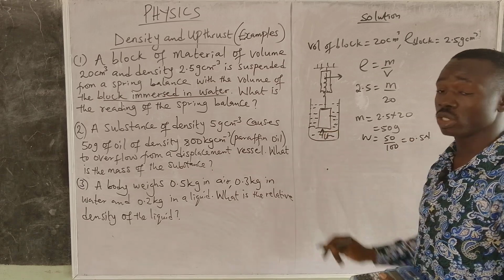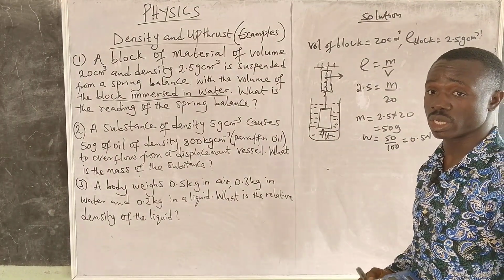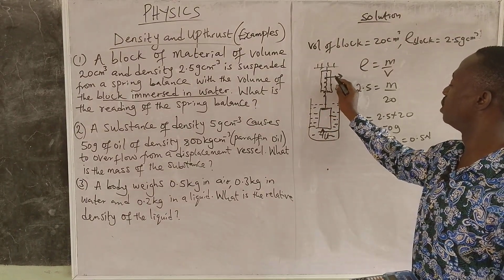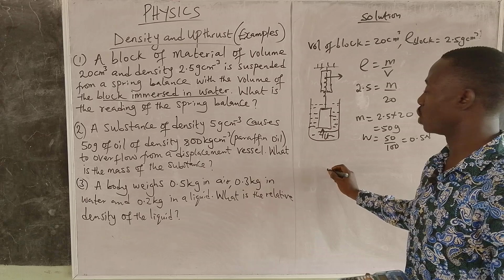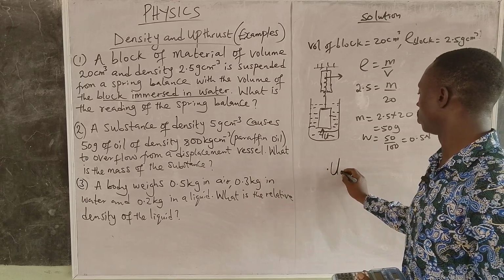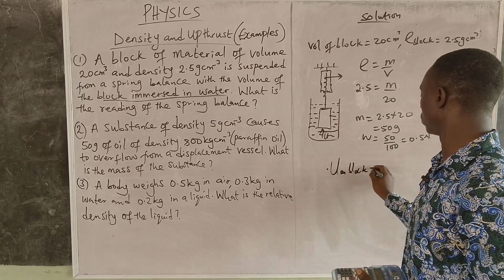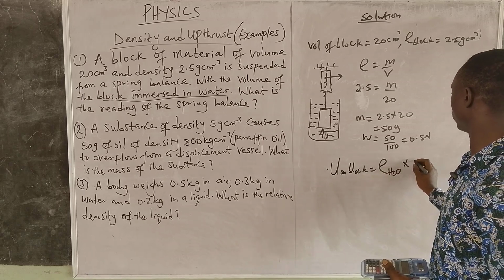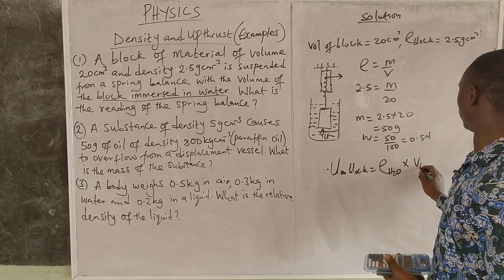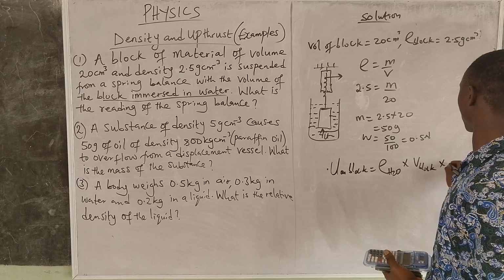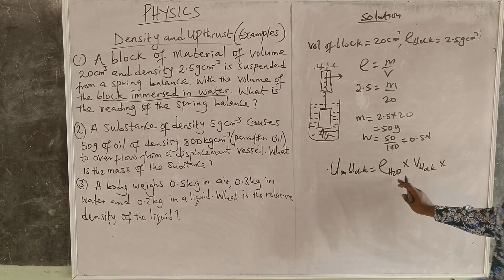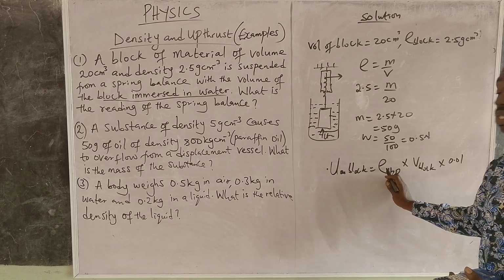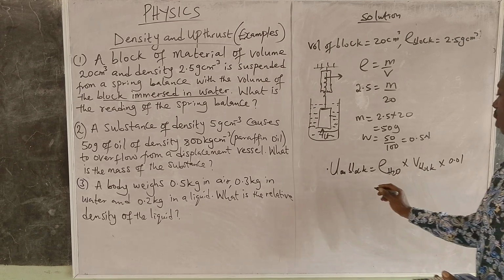Now let's get the upthrust on the block so that we can now get the reading, which is the new weight when the block is immersed in water. So upthrust on the block is the density of our fluid, now the fluid is water, times the volume of the block immersed times G. But this time around, I'm not using G. I'll be using 0.01 because density is in gram per cm cube and volume is in cm cube.